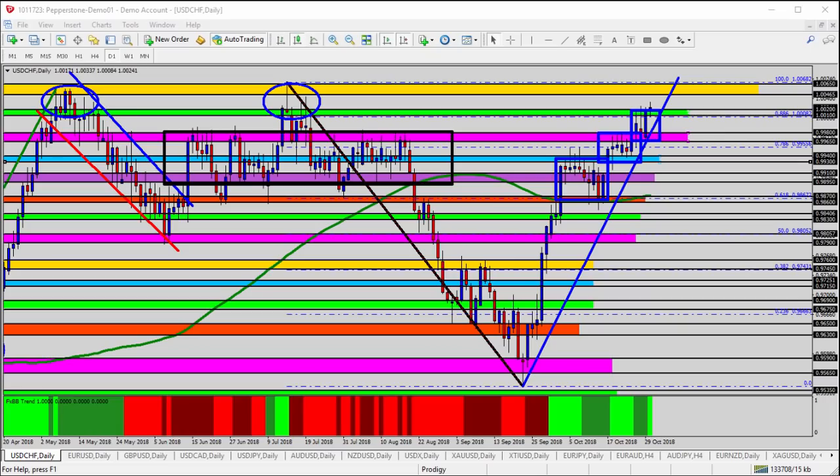Today we're looking at the USDCHF, the US dollar versus the Swiss franc, for today's trade analysis. Starting here on the daily time frame, we can see clearly that this is in an uptrend along the blue trend line. We've been rising since mid-September. Nothing really new. We're continuing to rise.